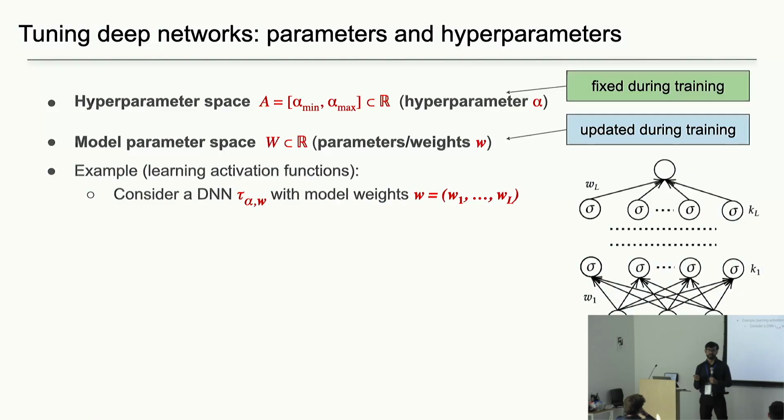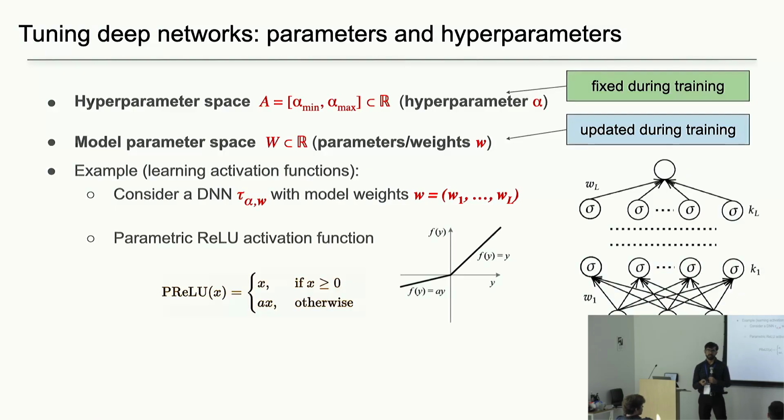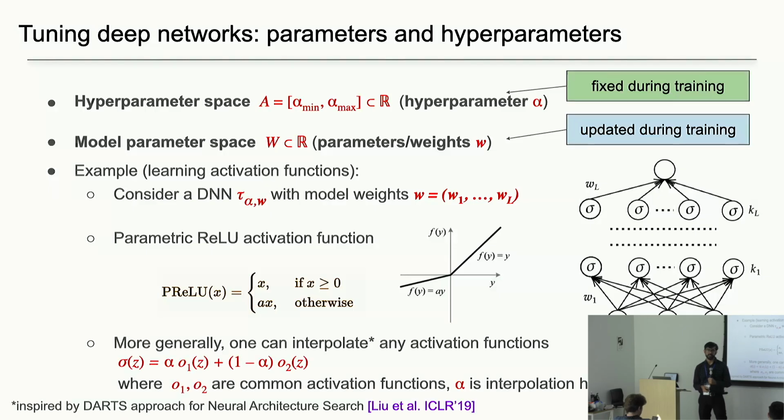Just an example: if you have activation functions, you have a neural network with model weights, let's say W, and you want to use a parametric ReLU activation. It's a ReLU, but there's a parameter on the negative slope. Instead of being 0, it's a slight negative slope. By tuning this parameter A, you can potentially get better performance than just using the vanilla ReLU activation function. So this is an example of a hyperparameter. In general, you can also take two activation functions and interpolate them, and try to learn this hyperparameter.